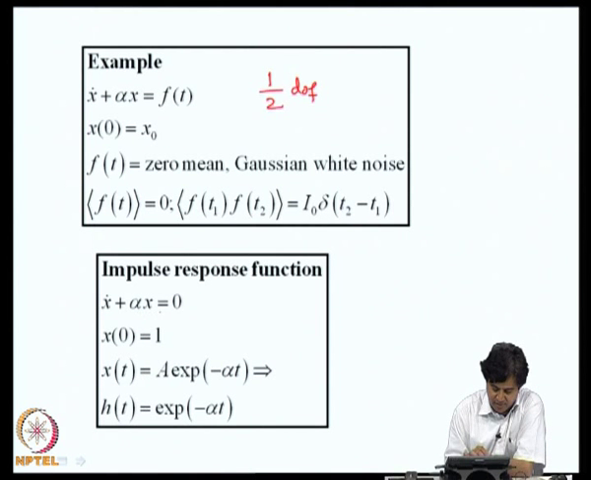So, this is x dot plus alpha x equal to 0, and this is n equal to 1, and the (n minus 1)th derivative should be 1. So, x of 0 is 1. Based on that I get h of t is exponential minus alpha t for this system.